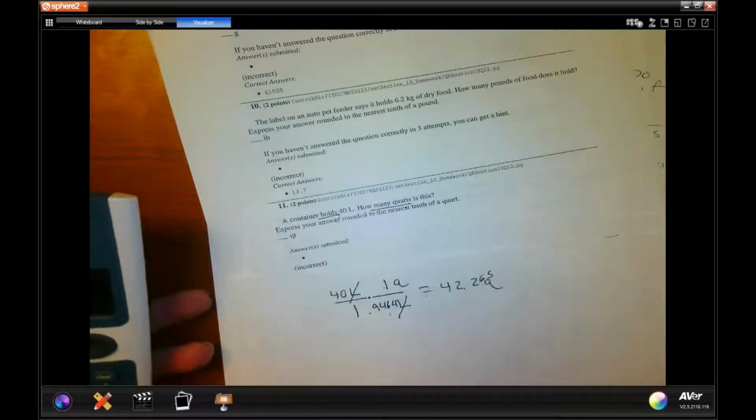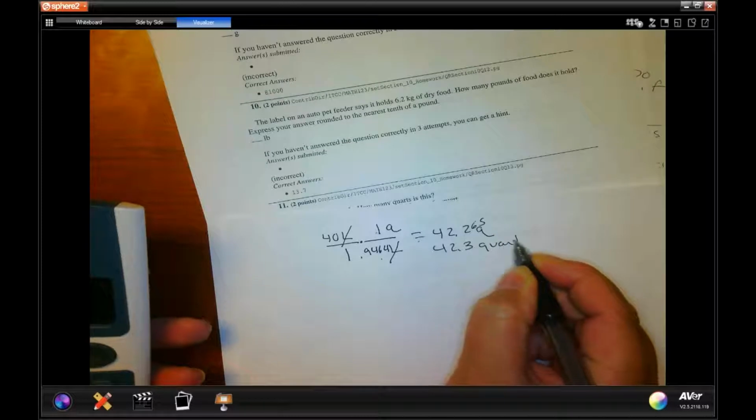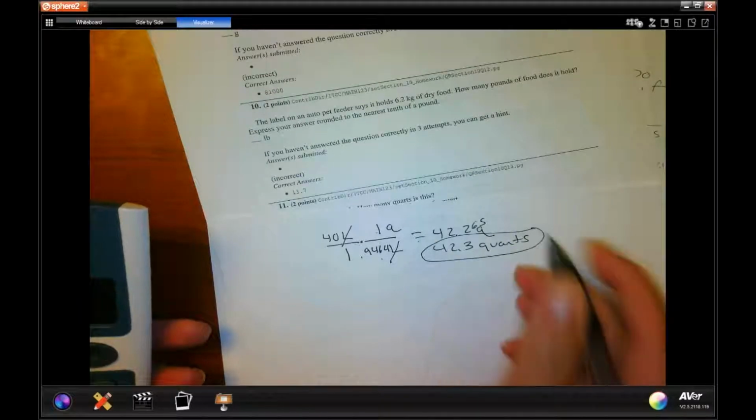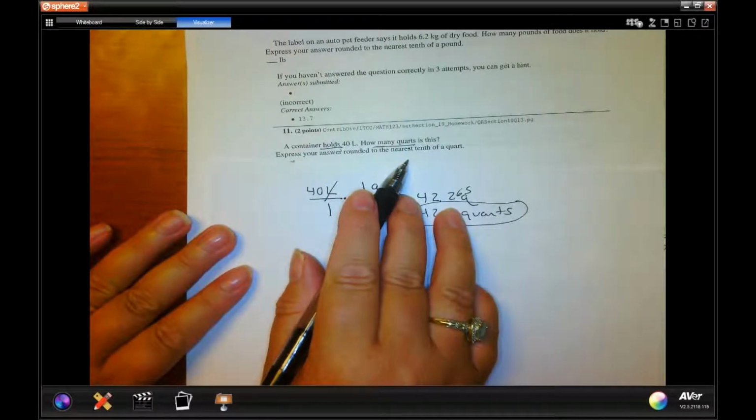42.265. Watch your rounding. Nearest tenth. And you will start to get these right. You don't have to say, do I multiply? Do I divide? It sets them up for you. Okay.